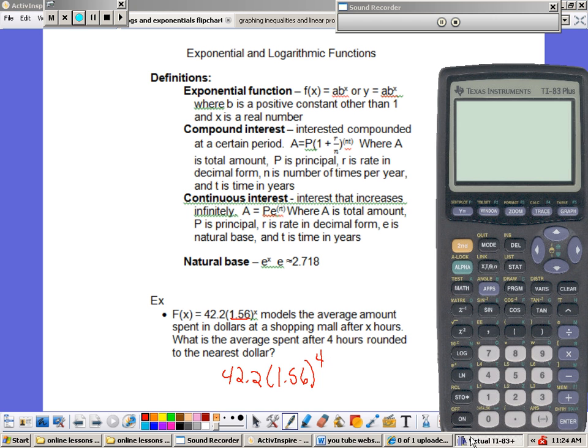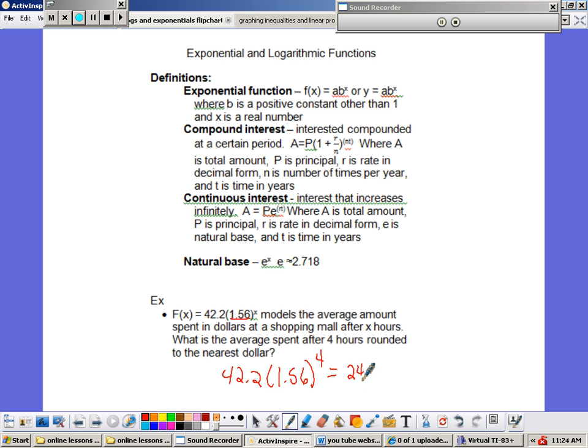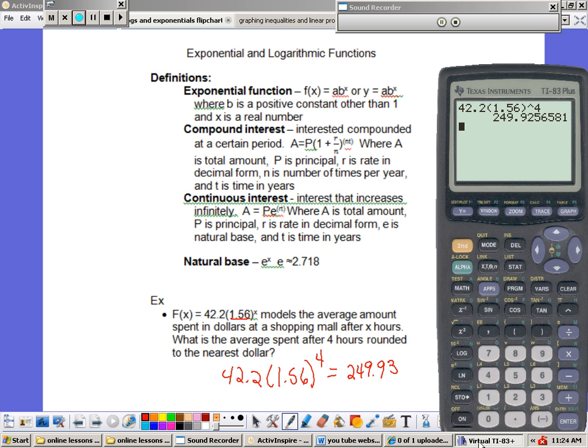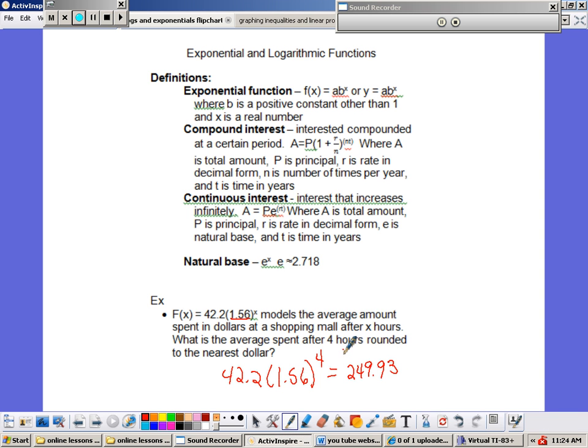Now let's talk about your calculator. Okay, on the TI-83, 42.2, parentheses, 1.56, parentheses. This is your power button right here, your caret, raised to the 4th power. My answer is $249.93. Now, please remember, let's see if I said that right, $249.93.